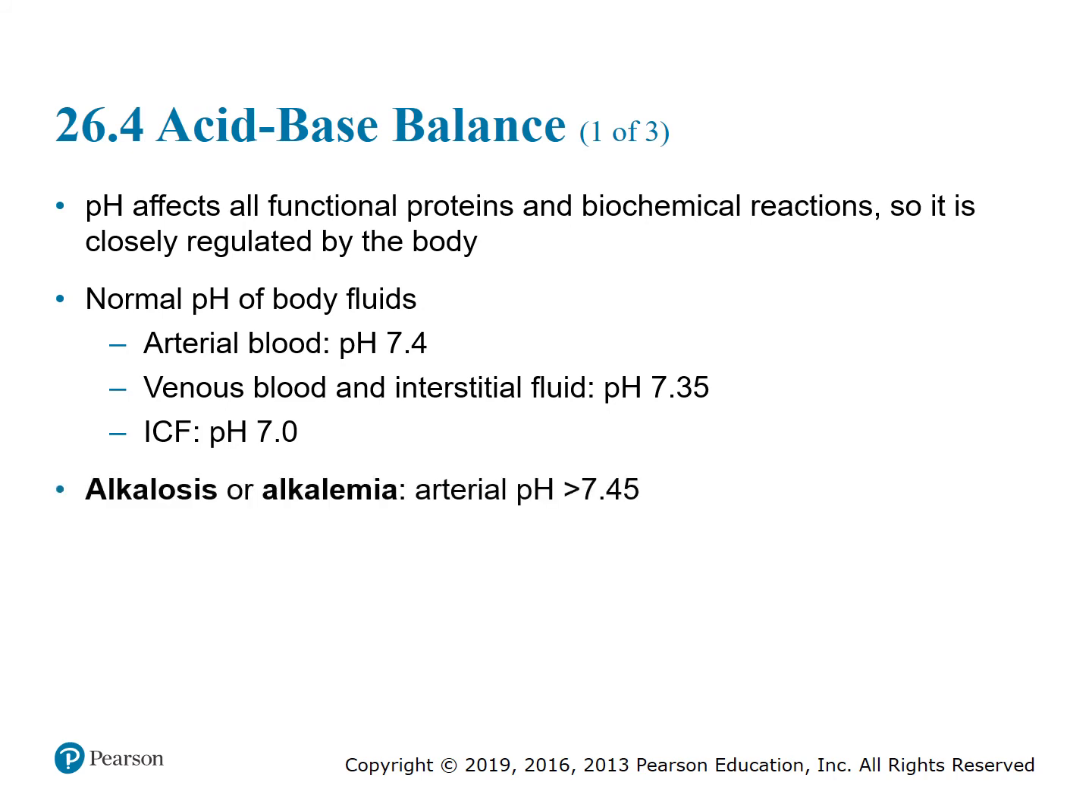So you get alkalosis or alkalemia when your arterial pH exceeds 7.45. You get acidosis or acidemia when your arterial pH drops below 7.35. So you can see here that there's a fairly tight control over acid-base balance.